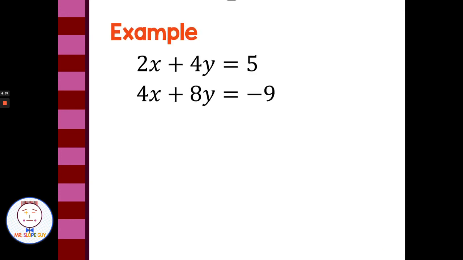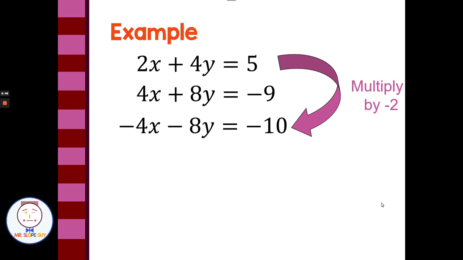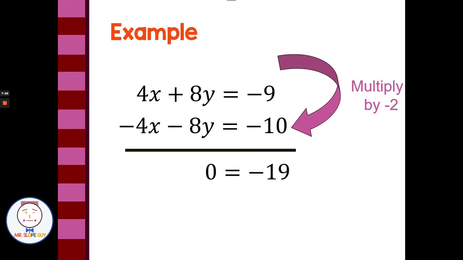All right, we have 2x plus 4y equals 5 and 4x plus 8y equals -9. And if I try to get the x's or the y's to eliminate, I can take that top equation and multiply by -2. And when I multiply by -2, 2x times -2 is -4x. 4y times -2 is -8y. 5 times -2 is -10. When I try to do elimination on these, both the x's and the y's cancel out, and I'm left with 0 equals -19. Well, that is a false statement.